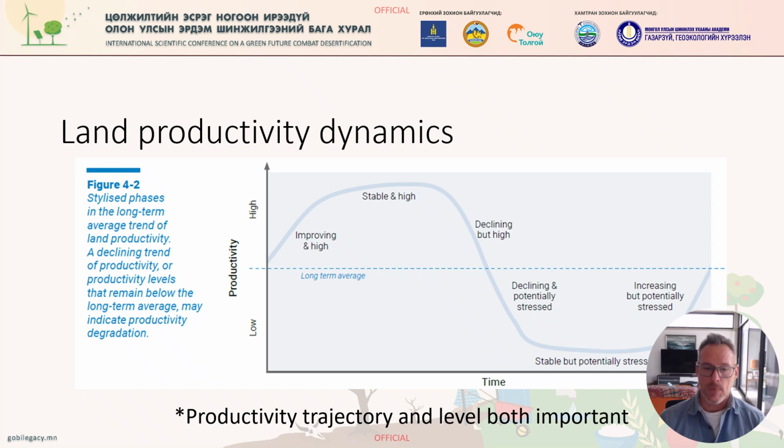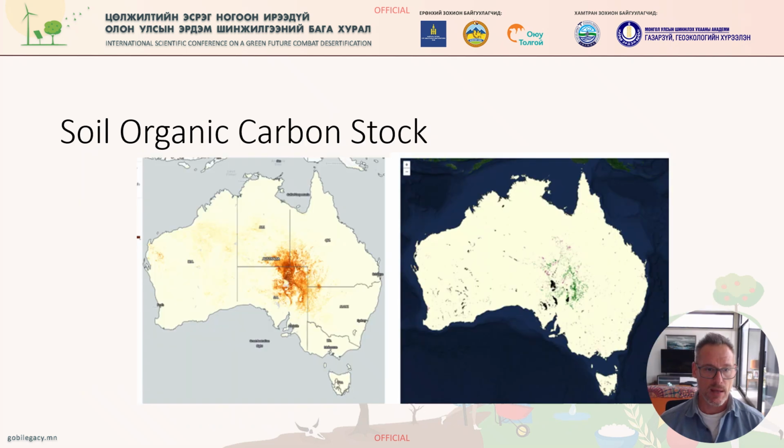So productivity, the direction, the trajectory of productivity and that level are both important for determining whether a pixel is degraded in terms of its land productivity, and there are some challenges in dealing with that just because of the different vegetation cover types and dynamics in different parts of the world. Now here's an example of a challenge that we're facing with soil organic carbon stock.